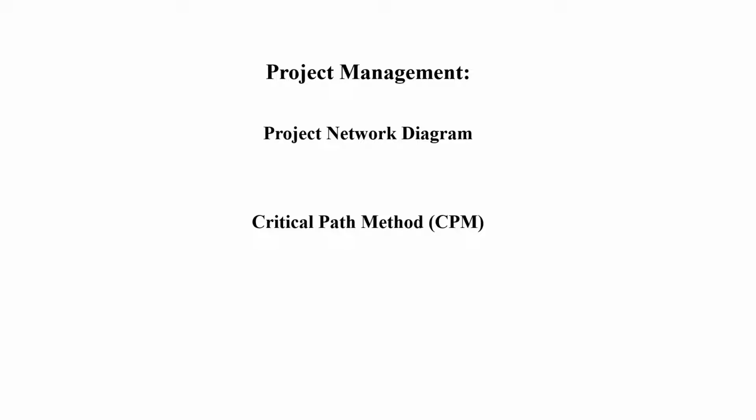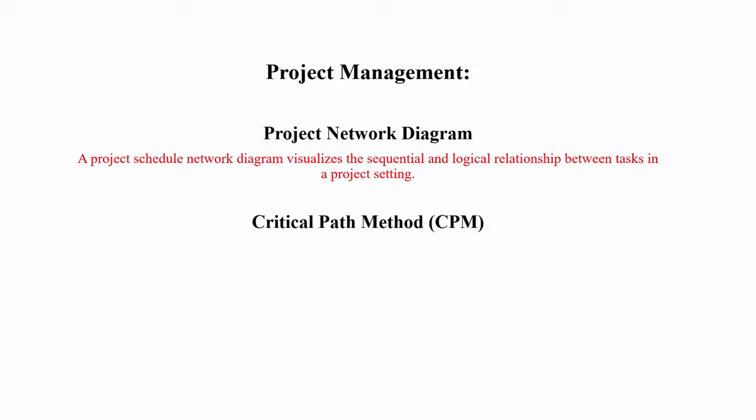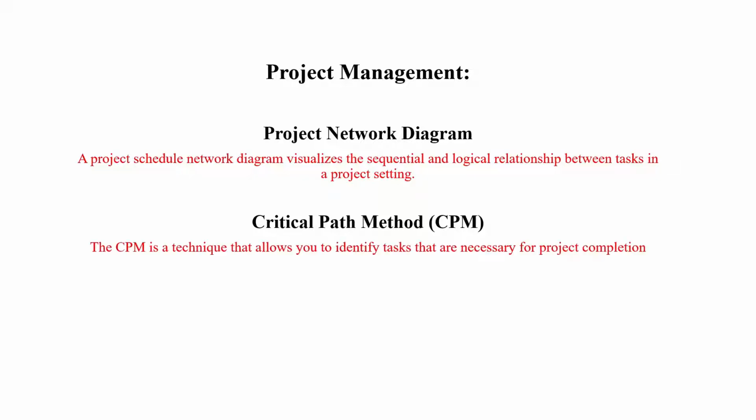Now, how to achieve a particular project? For that, there will be certain steps. To understand those steps, we draw a project network diagram, and from that we identify a critical path. So the critical path technique allows you to identify tasks that are necessary for project completion. So let us take one example and draw a project network diagram and identify a critical path.